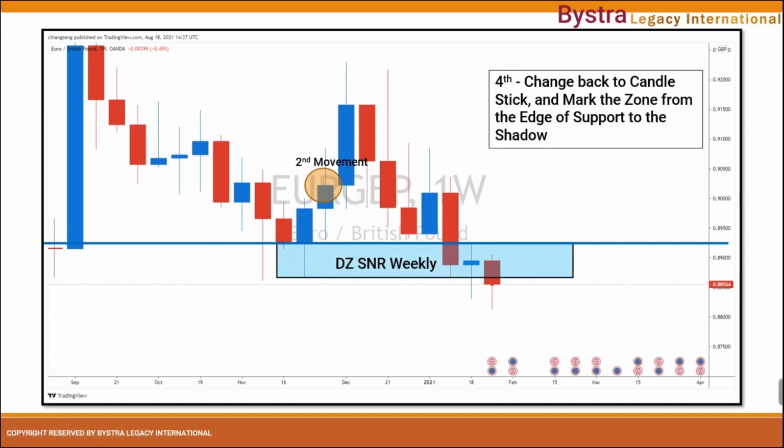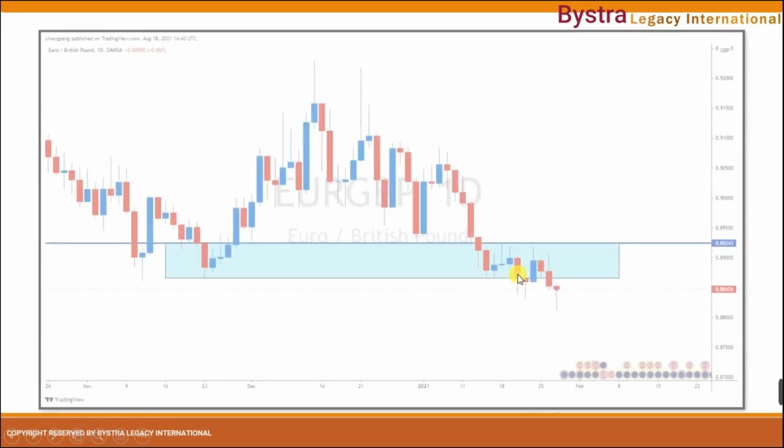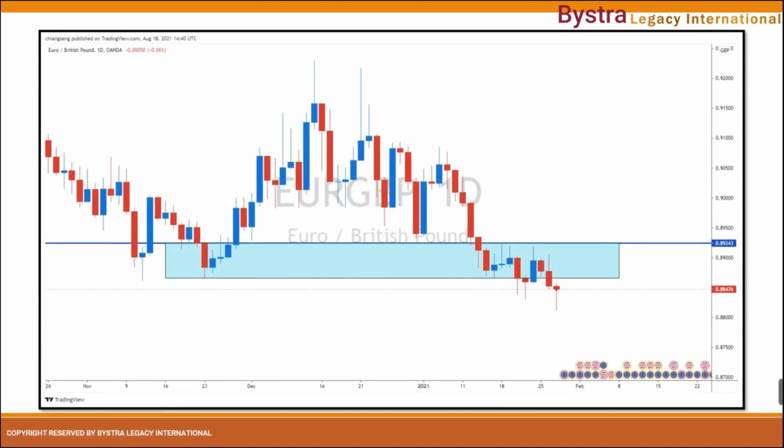Once we are done with our danger zone SNR marking, next what should we do? As we can see here, the weekly candlestick has closed below the danger zone SNR and broke this support. It broke the support with a bearish engulfing, and then the weekly candlestick closed below this danger zone SNR weekly. We then move to the daily time frame to look for confirmation of rejection, or the H4 time frame. In this case, let's look at the daily time frame. So do you see any pattern here, guys?